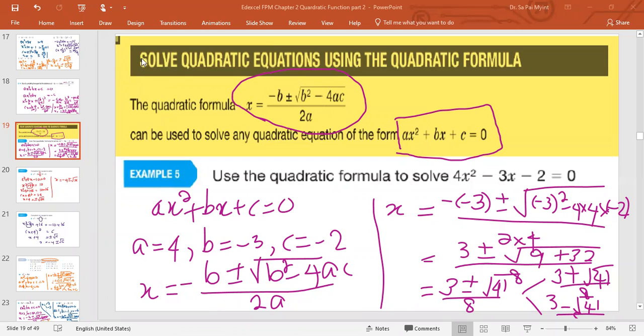Edexcel FPM Mathematics, Chapter 2, Part 4. I have taught in Part 3 how to solve quadratic equations using the quadratic formula.